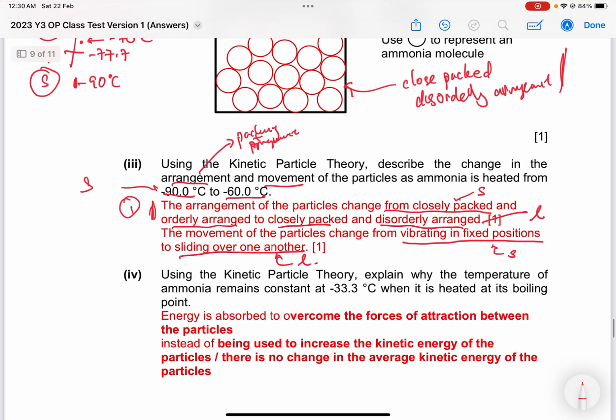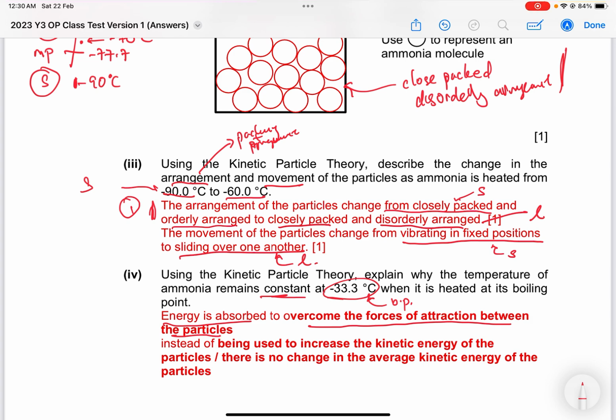Next one, using kinetic particle theory, explain why the temperature of ammonia remains constant at negative 33. So negative 33, you know that this is the boiling point. So why is it that when it's heated and then when it reaches boiling point, the temperature remains constant? So energy is absorbed to do what? Overcome the force of attraction between the particles.